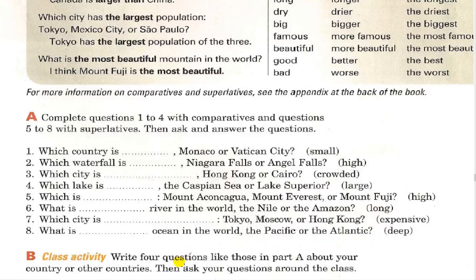Which country is larger, Egypt or Saudi Arabia? Saudi Arabia is larger than Egypt. Saudi Arabia is more than 2 million kilometers. Egypt is 1 million kilometers. The surface of Egypt is 1 million kilometers.